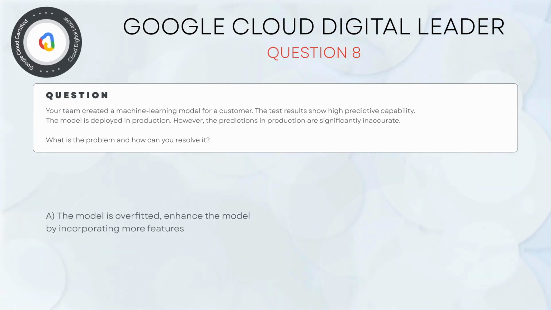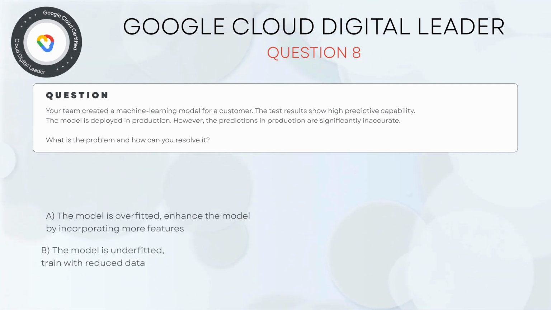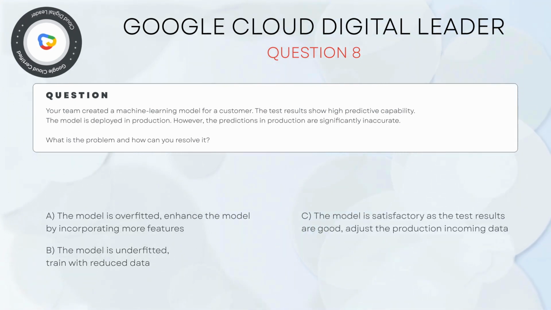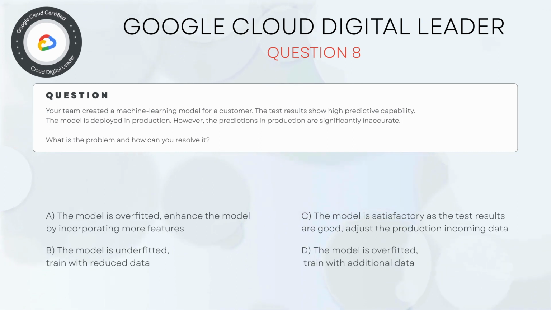A. The model is overfitted. Enhance the model by incorporating more features. B. The model is underfitted. Train with reduced data. C. The model is satisfactory as the test results are good. Adjust the production incoming data. D. The model is overfitted. Train with additional data.